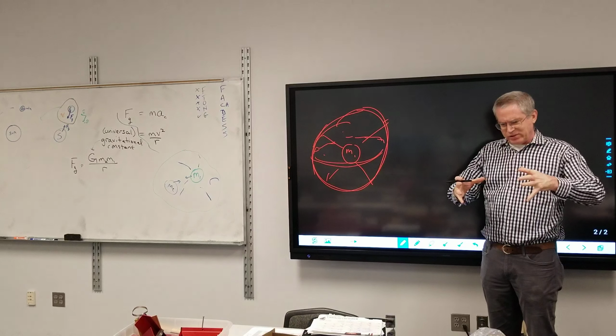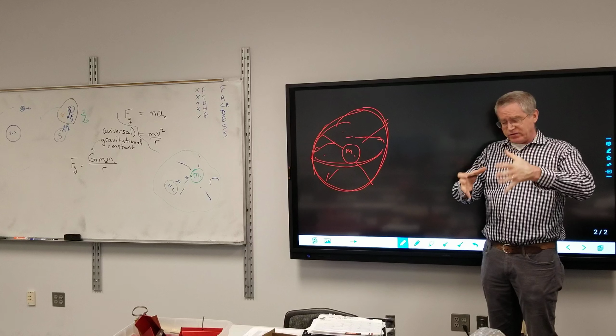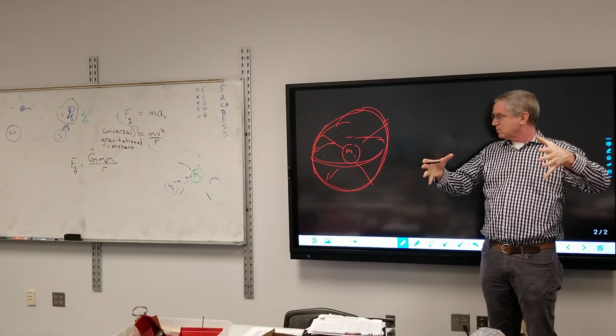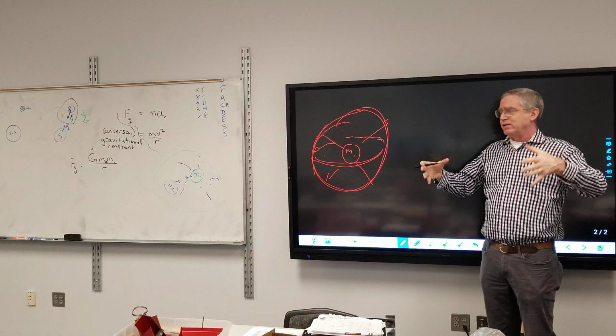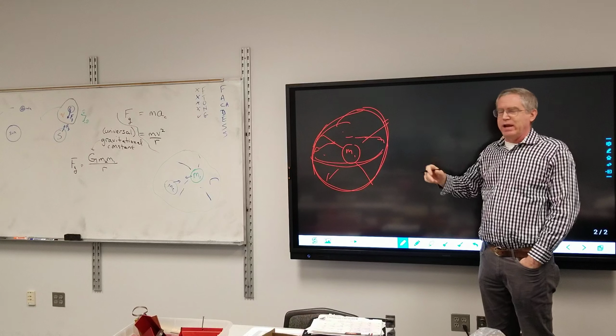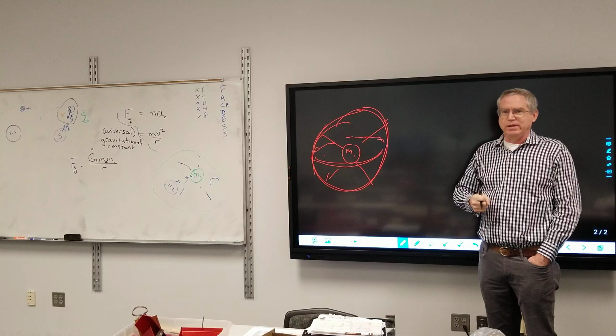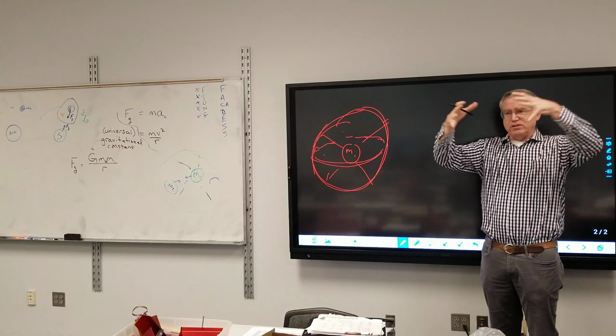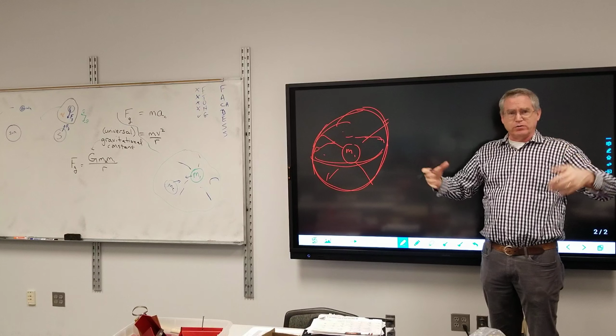Well, as the sphere gets bigger, the number of gravitons per unit area gets smaller. It gives off a certain number of gravitons, and it gets spread out over a larger and larger surface.